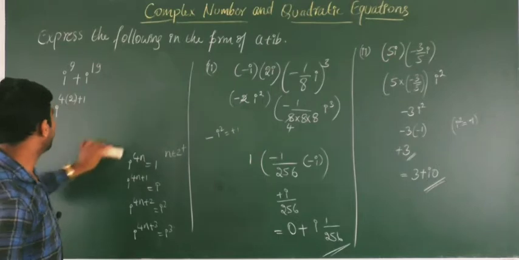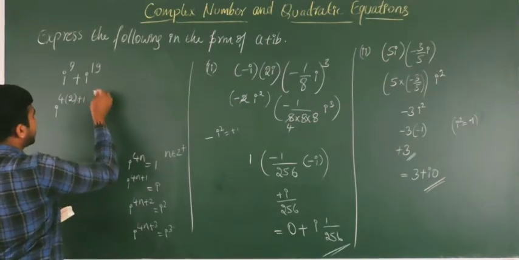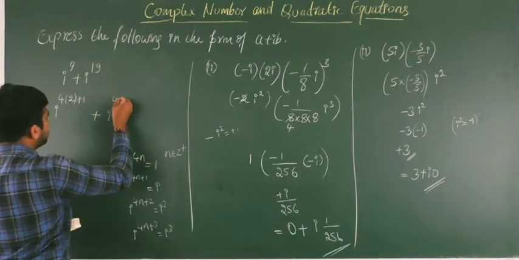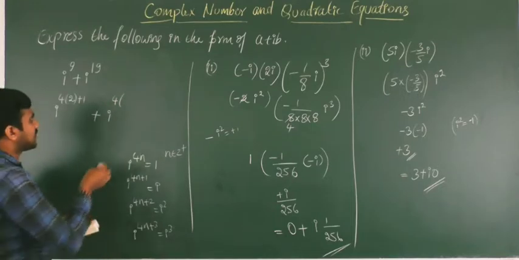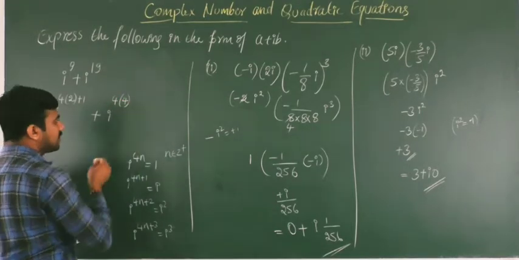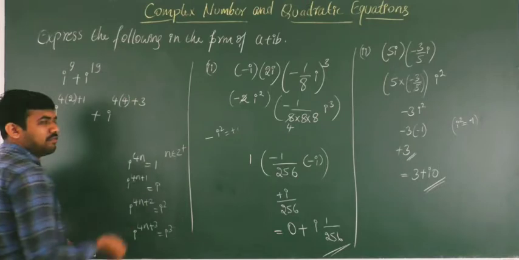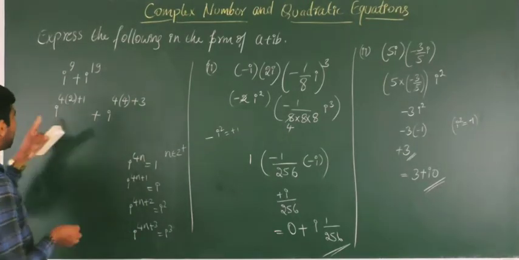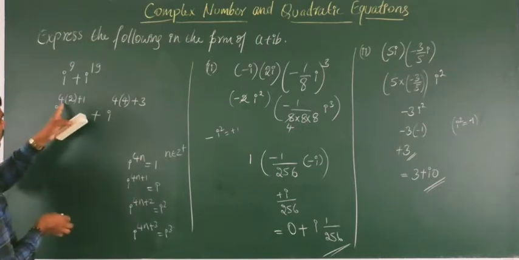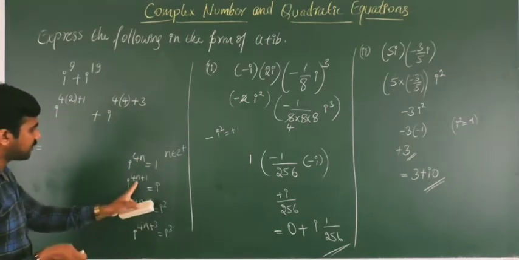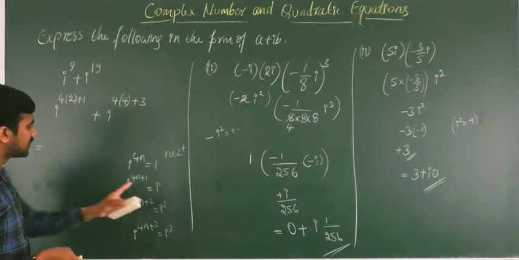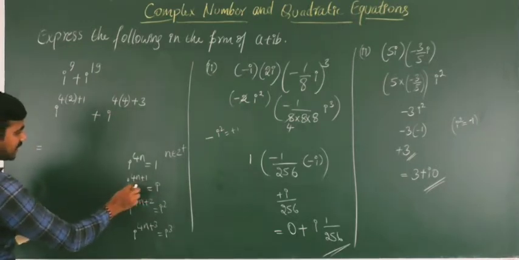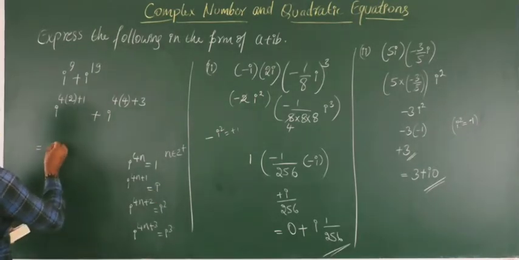Now i to the power 19 can be written as i to the power 4 into 4 plus 3, because 4 4s are 16, plus 3 is 19. Now the first term is in the form i to the power 4n plus 1, but we know i to the power 4n plus 1 is nothing but i. i to the power 1 is nothing but i.